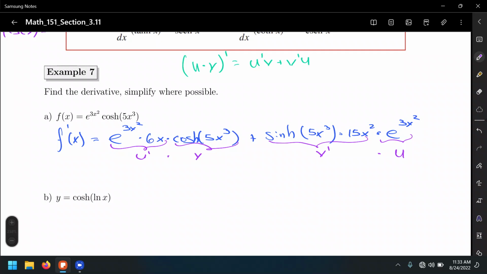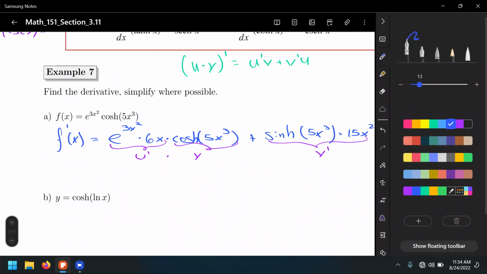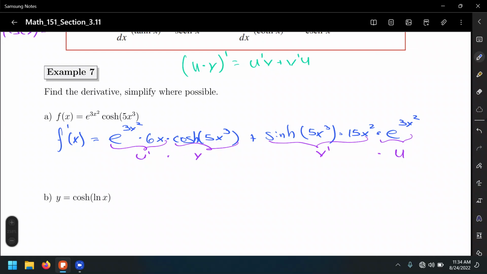Okay, there's really not that much to simplify or combine, other than maybe factoring the greatest common factor. Looking at this result, it seems like the common factor is the e to the 3x squared. Let's see if we have anything else. Let's look at the numbers. Between 6 and 15, they both have a common factor, I believe it's a 3. And between x and x squared, we can factor out 1 power of x.